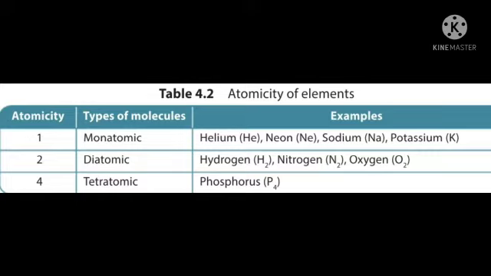Helium, which type of molecule? Monoatomic molecule. Atomicity is 1. Then potassium K, which type of molecule? Monoatomic. Oxygen, atomicity is 2, so which type is it? Diatomic. Then phosphorus, atomicity is 4. That is tetratomic. Then we learned about chemical formulae.